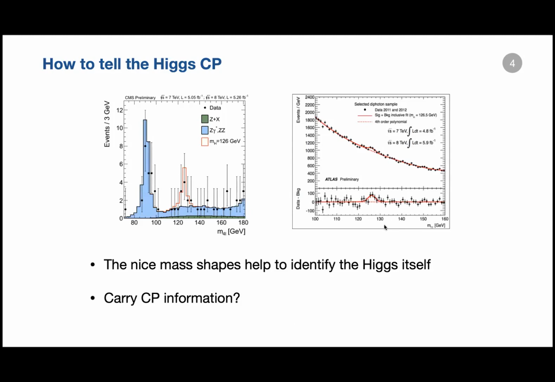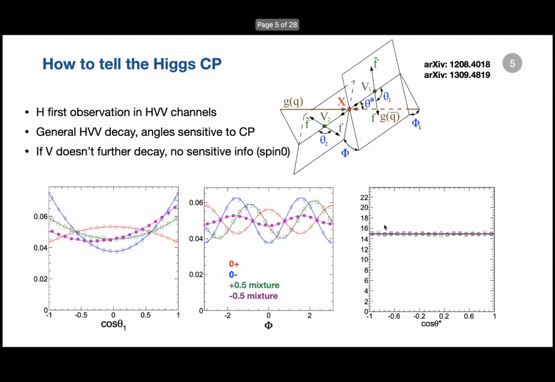But do the mass peaks carry CP information? The answer is no. If you have a CP odd state, it would also have this nice mass peak. You have to look further into this Higgs boson. So how exactly do we know the CP of the Higgs boson when it interacts with particles? We have to look further.